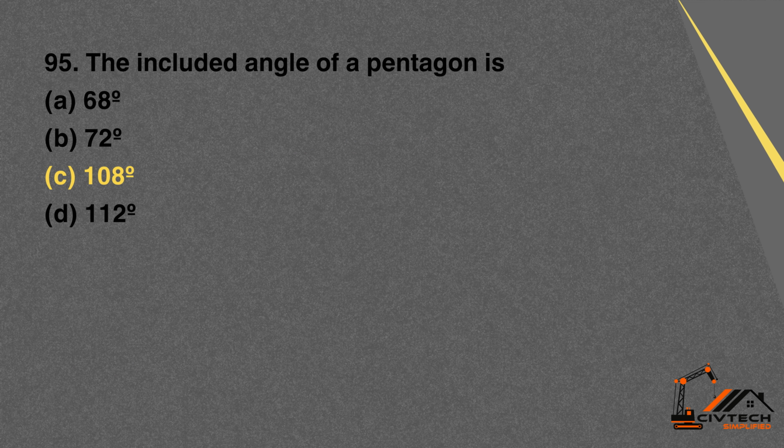95. The included angle of a pentagon is A. 68 degrees. B. 72 degrees. C. 108 degrees. D. 112 degrees. Correct option C. 108 degrees.